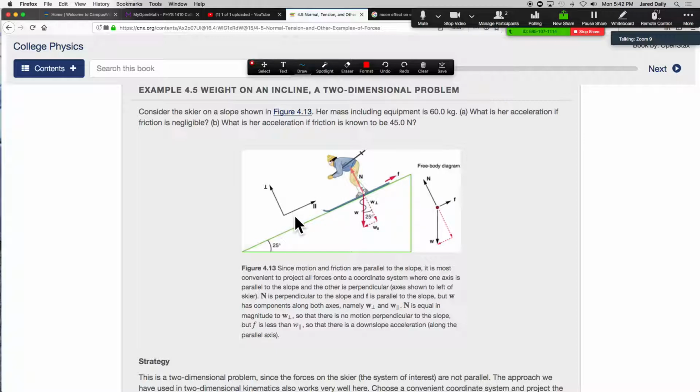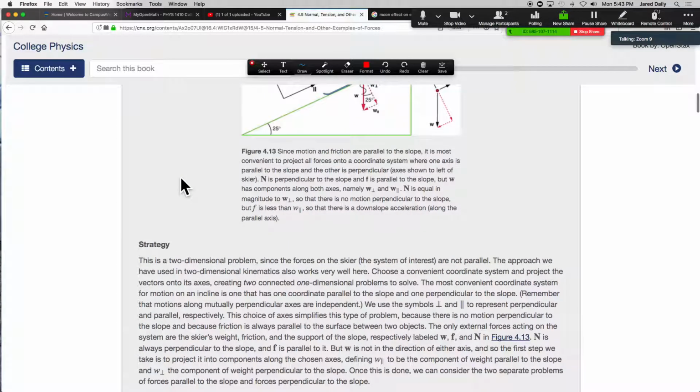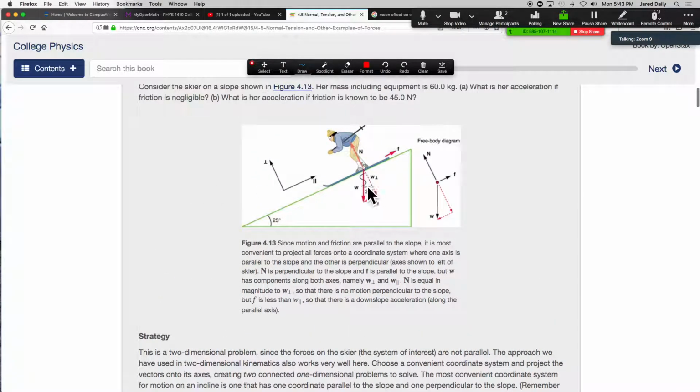Or in this example, they're actually trying to figure out, no, actually, that's right. They want to know the acceleration if the friction is 45 newtons. So they want to know what is the acceleration if the friction is negligible, in other words, if the friction is zero. So how do we do that? In this case, the angle that we're using is this 25 degrees here.